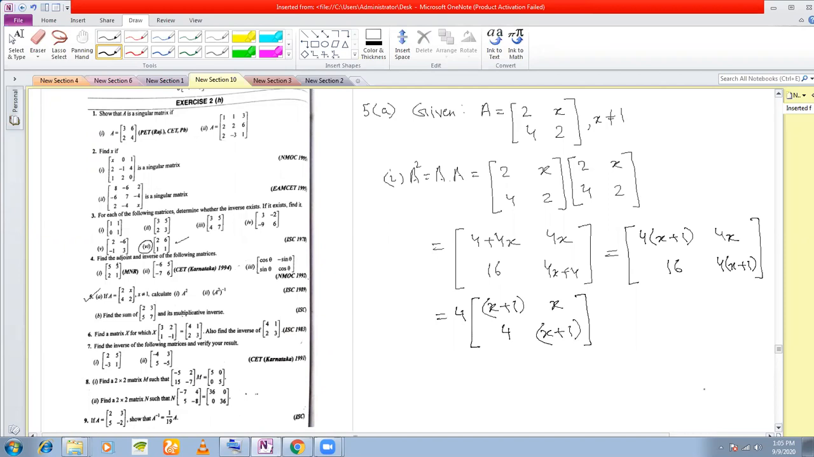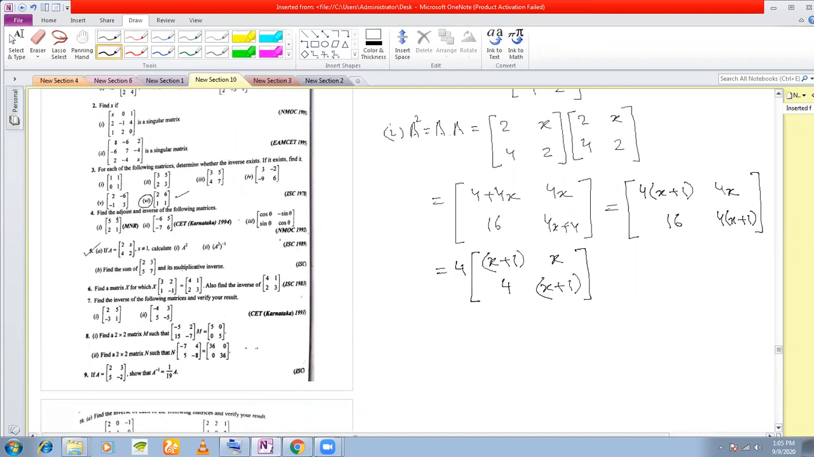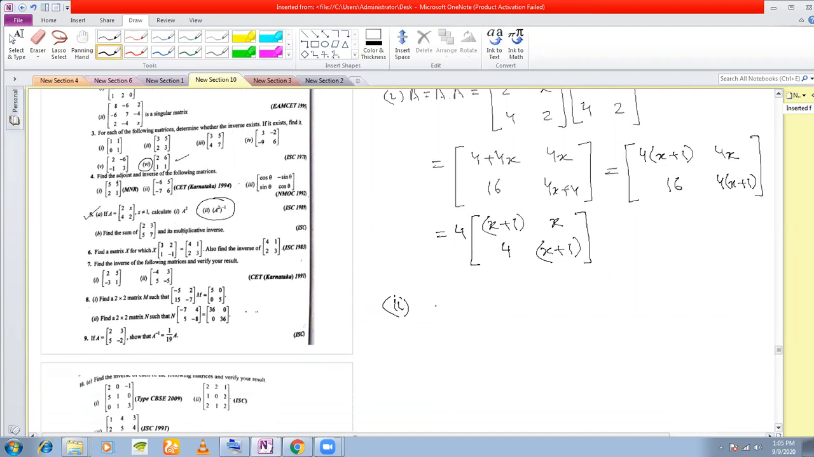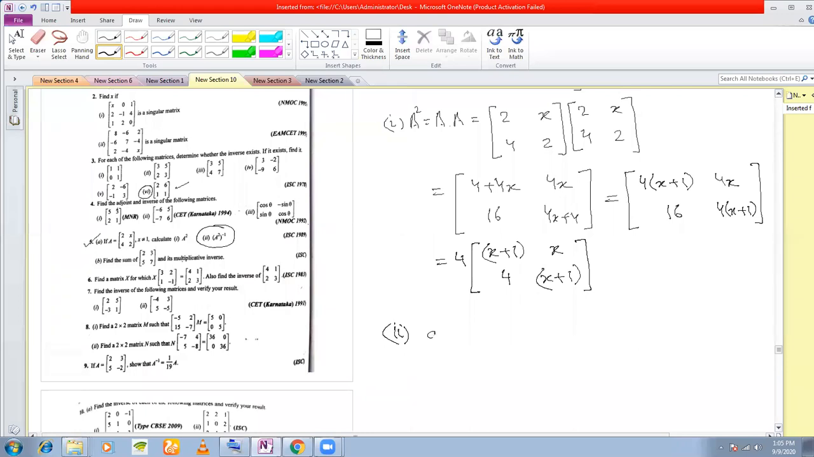Now we proceed to find the inverse of A square. What is the second one? Sir, the second one is A square inverse. Okay, A square inverse. We have got A square, and now we proceed to find out the inverse of A square. So how do we find the inverse of A square? First we find the adjoint of A square.